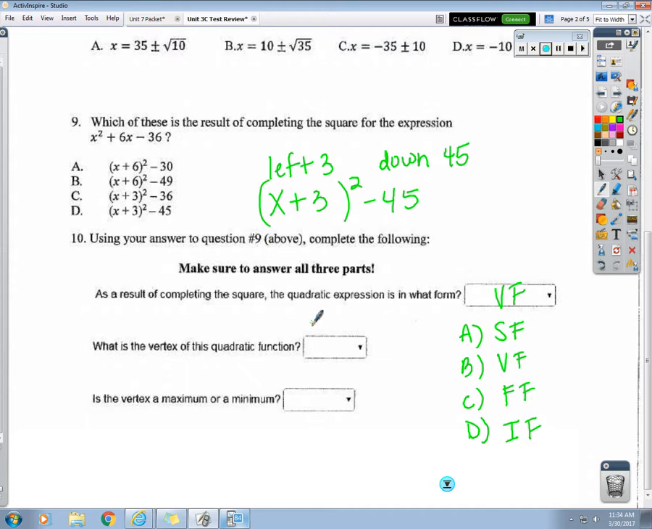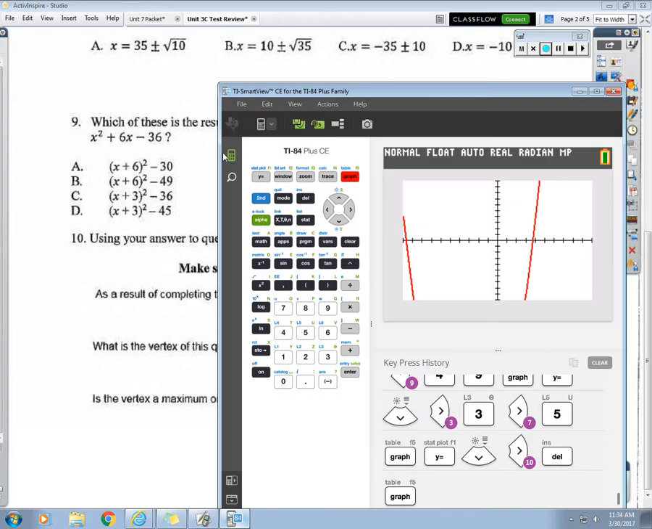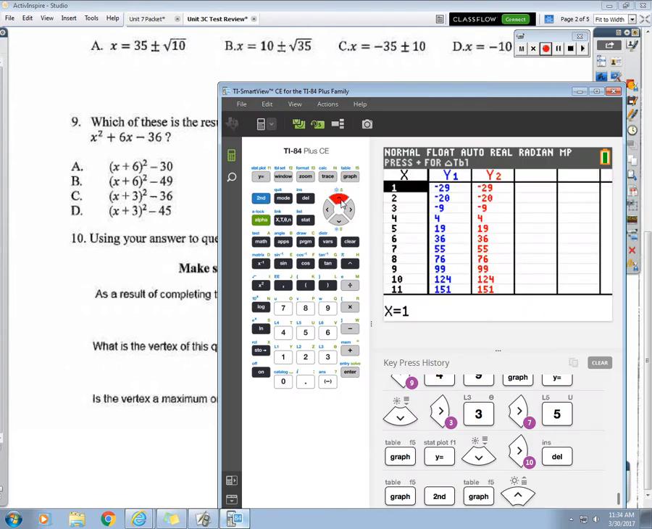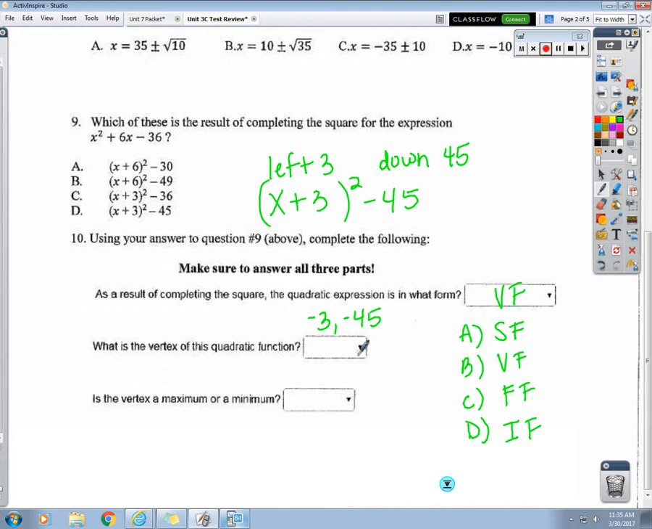Guys, if the whole parabola moves left 3, down 45, the vertex is now where? Negative 3, negative 45. You could also, remember we just graphed it in the previous question, couldn't you go to the table, and if you go to left 3, you'll see down 45?